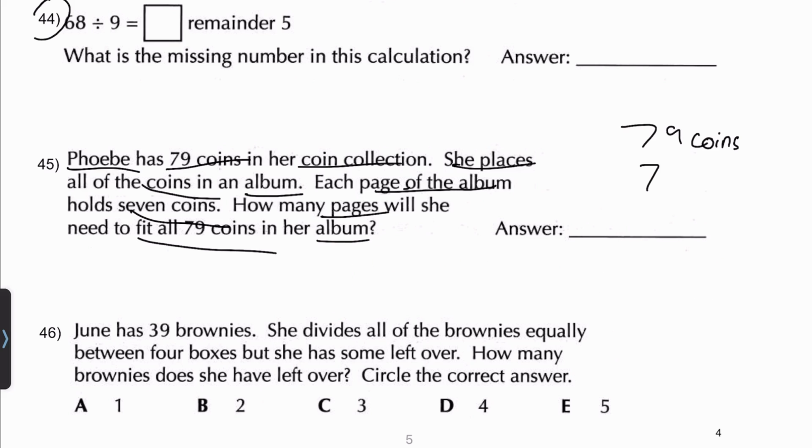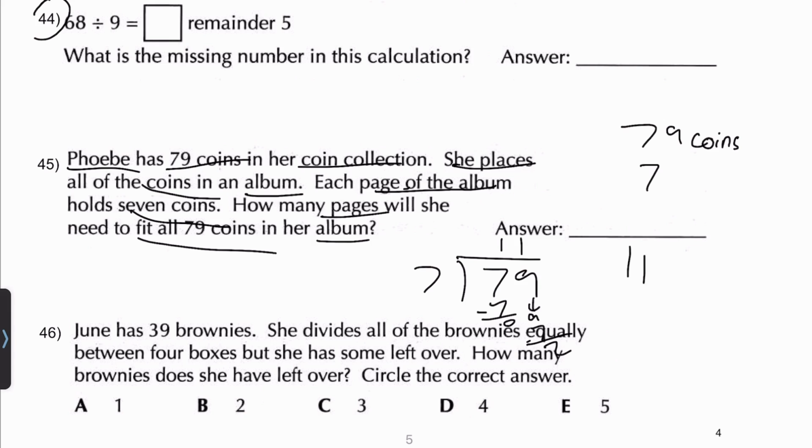Or you could just ask the question, how many times does 7 go into 79? Sorry. And you can figure that out with your times tables, right? Or you could do long division, like this. 7 into 7, 1. 7, 0. Bring down the 9. How many times does 7 go into 9? Once again. This time, there's a remainder of 2.